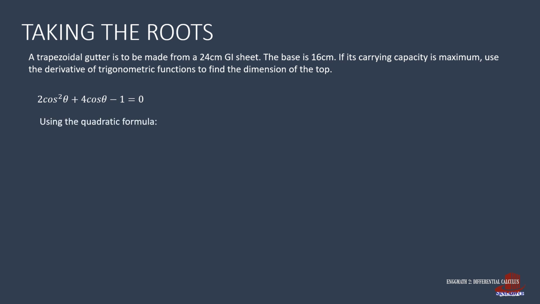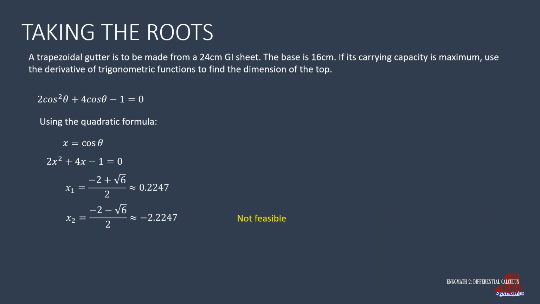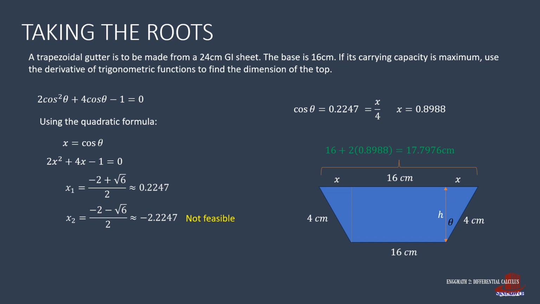It is the same function configuration that we can solve using the quadratic formula, but x this time is cosine of theta. Still bringing the same function with x, x is still 0.2247 and negative 2.2247. The latter value is disregarded, then taking cosine theta as 0.2247. Cosine theta is also x over 4, where x is solved as 0.8988, which still provides the top width as 16 plus 2x, solved as 17.7976 centimeters.